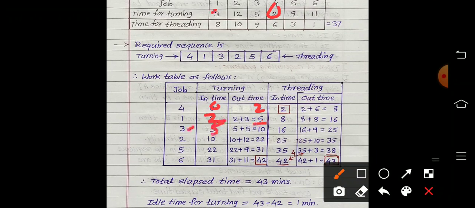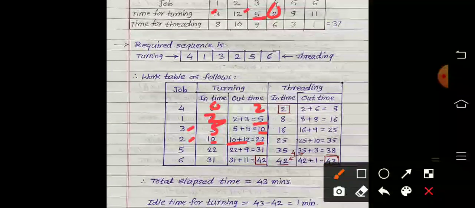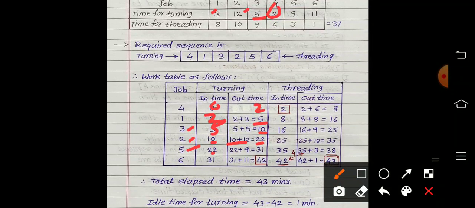Now job number 3. What is the time required for the turning machine? That is 5. So 5 plus 5, answer is 10. Same time is the in time for the next job, that is job number 2. For job number 2, what is the time required for turning? That is 12. So 10 plus 12 we write here, check now. That is 22. The same time is required for the next, that is the 5th job. So 22. For the 5th job, what is the time required for turning? That is 9. So 22 plus 9 answer is what? 31.